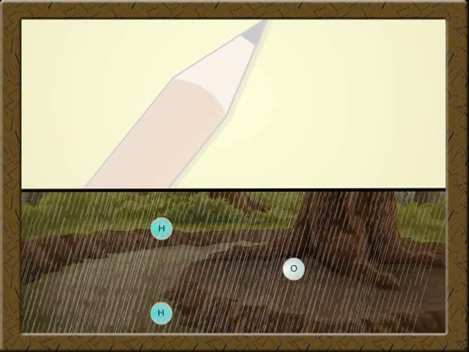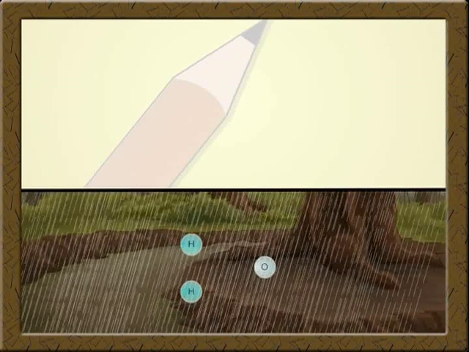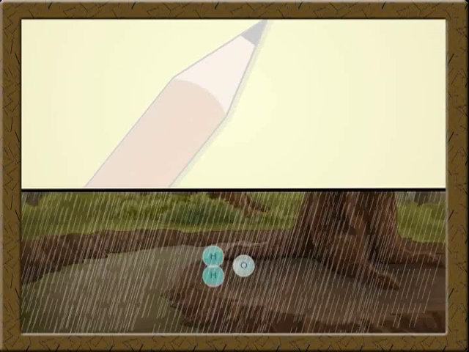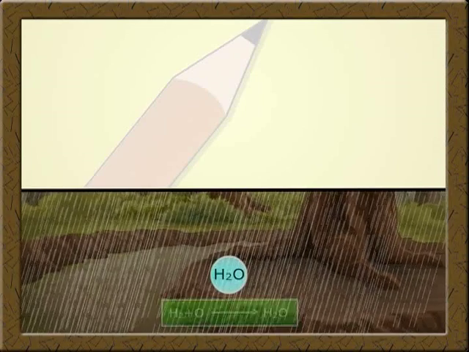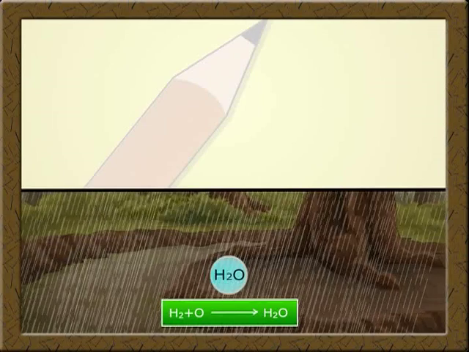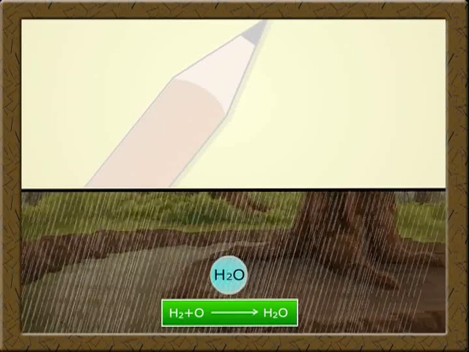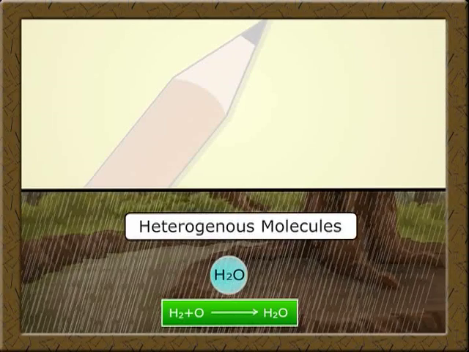When we speak of water molecules, they are formed by different atoms: hydrogen, 2 atoms, and oxygen, only 1 atom. These hydrogen and oxygen atoms are not similar. They are non-identical and different. So they are called heterogeneous.